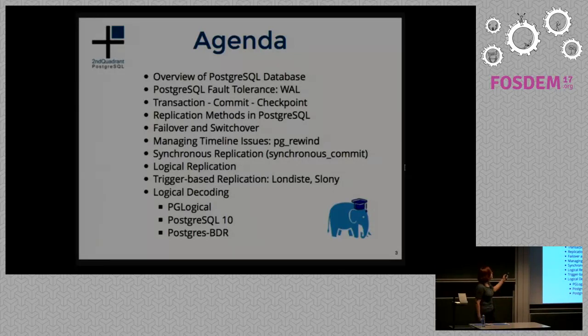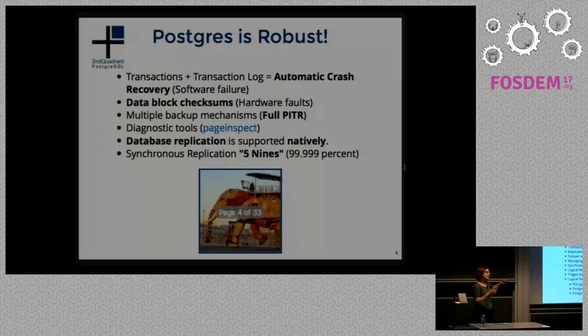The agenda is, first we will talk about the PostgreSQL database in general, but just briefly. Then the main mechanism for fault tolerance is WAL. Then we will describe what a transaction is, what a commit is, and what a checkpoint is, and what we have for replication in PostgreSQL, and what we expect in Postgres 10 as well, and how replication evolved from physical to synchronous replication, and then logical. In the meantime, we will also cover timeline issues with failover, switchover, and the pglogical tool.